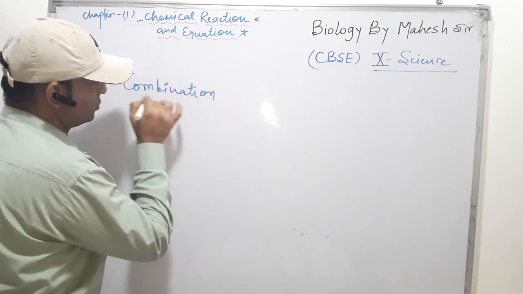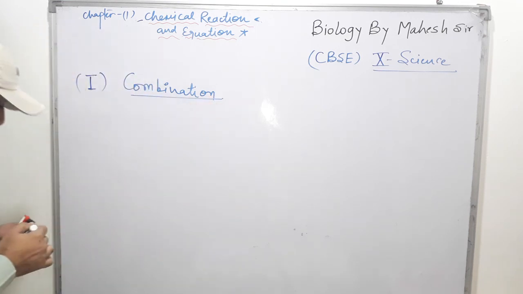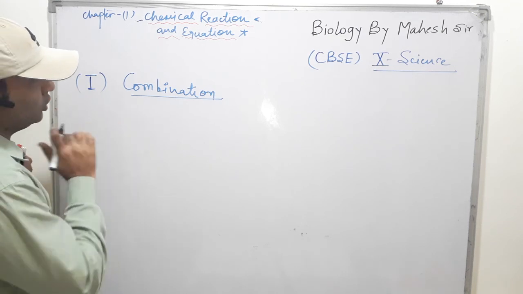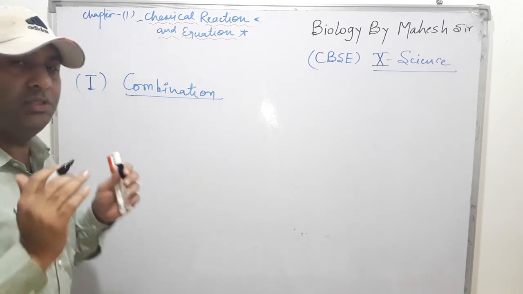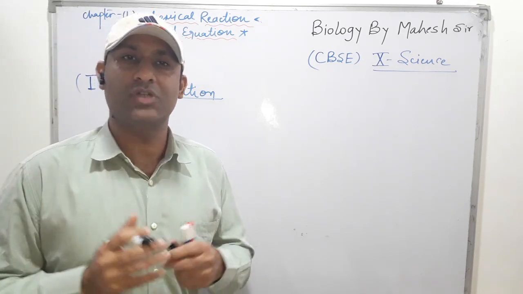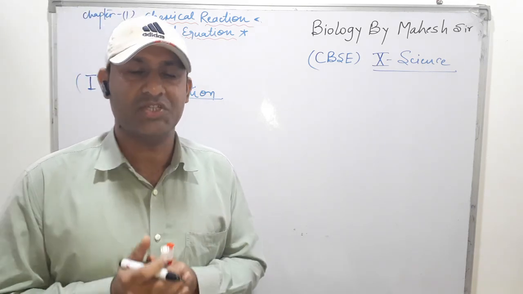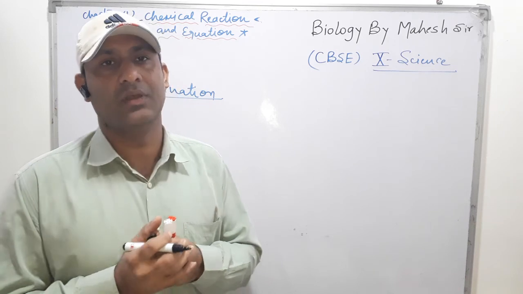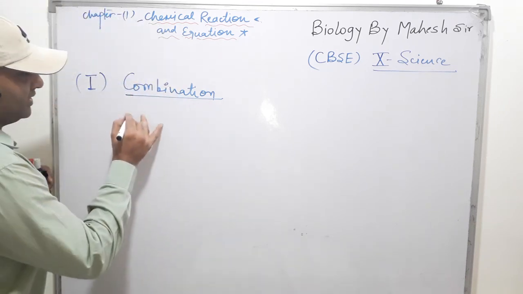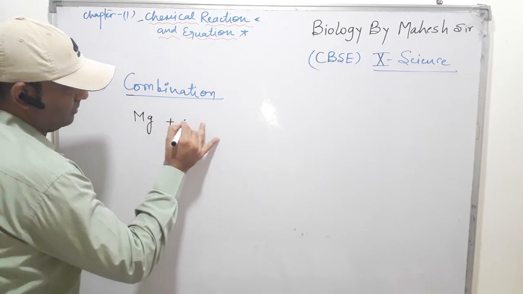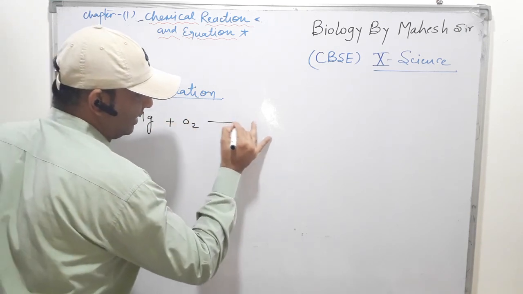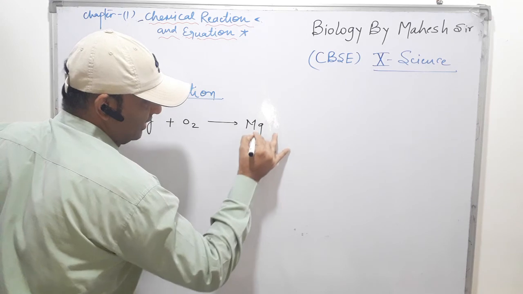The first reaction is the combination reaction. Combination reaction means the process by which two elements, or two substances, join and form a new type of substance, a new type of compound. These types of reactions are called combination reactions. Take the example of magnesium plus oxygen, which react and produce magnesium oxide.